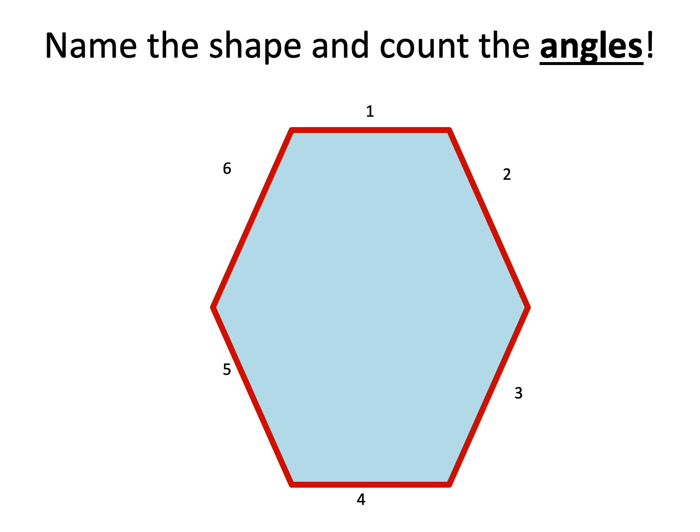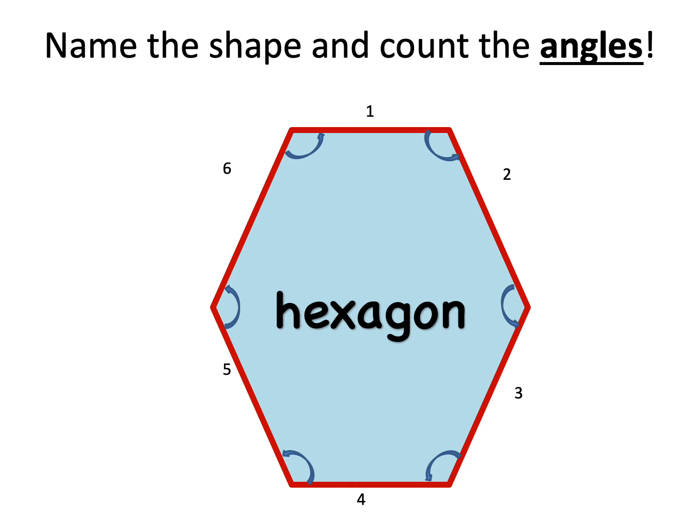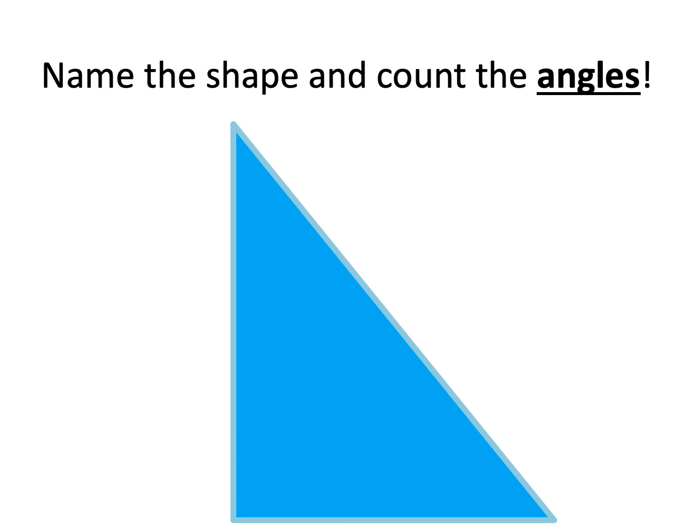Look at this shape, boys and girls. Count the angles and tell me the name of this shape. Let's count the angles. Are you ready? 1, 2, 3, 4, 5, 6. This shape has 6 angles. What is the name of this shape? Hexagon. Very good. What is the name of this shape and how many angles does it have, boys and girls?